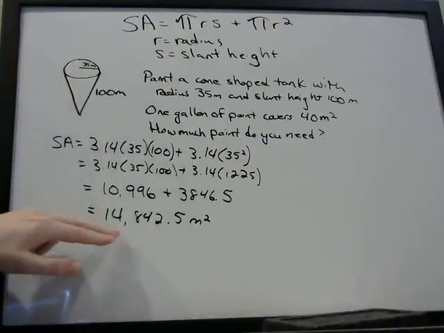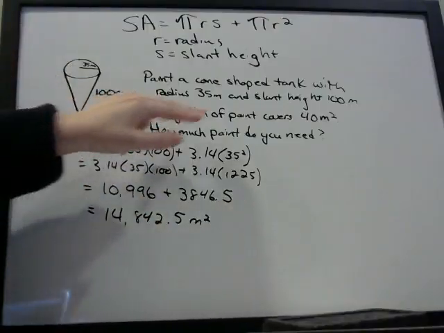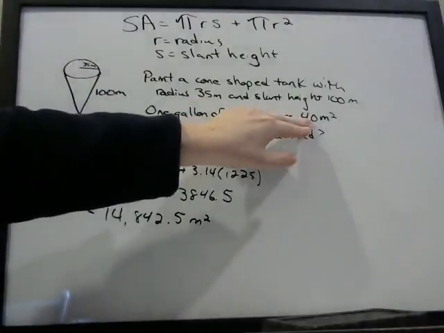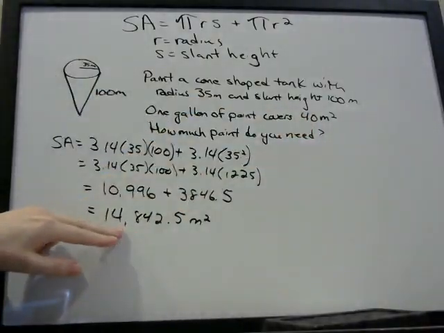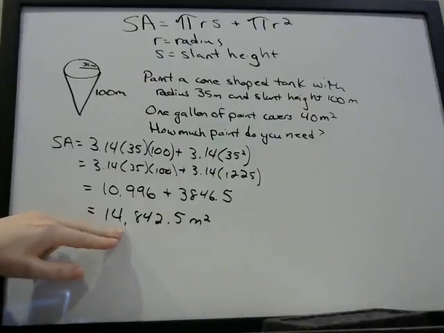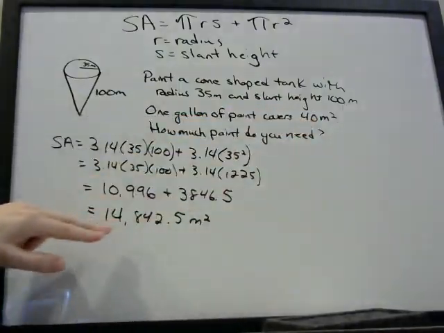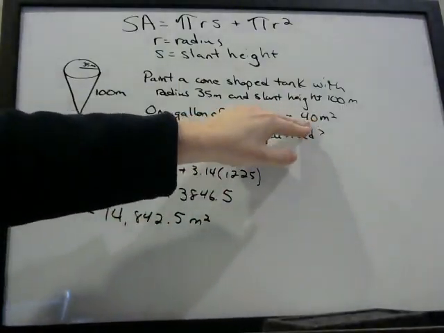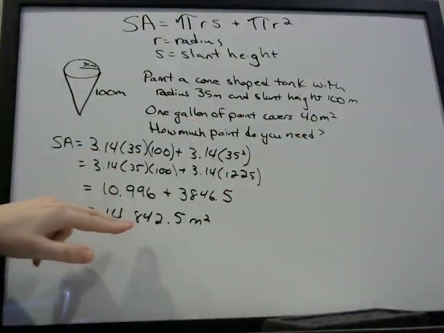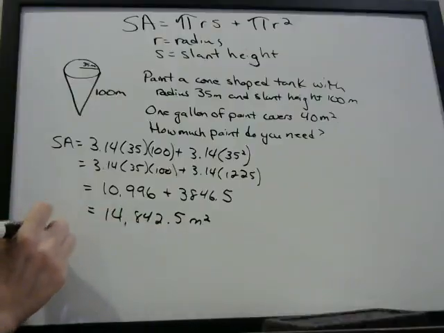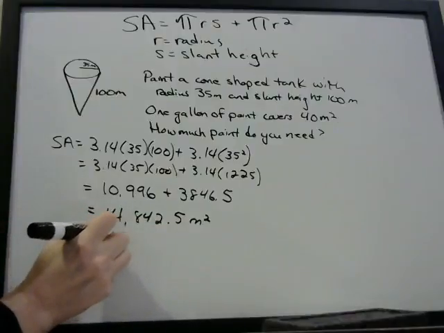So if that's the total area, and 1 gallon can cover 40 meters squared, and we have 14,842.5 meters squared, how many gallons do we need? Well, if one gallon can cover that much, we basically need to know how many of these 40 meters squared we have. And to find that out, we're just going to simply divide.